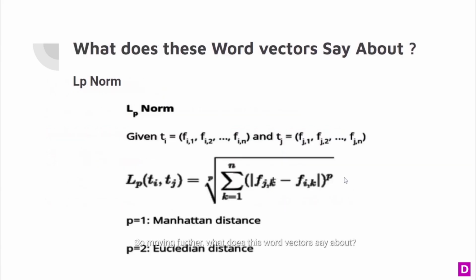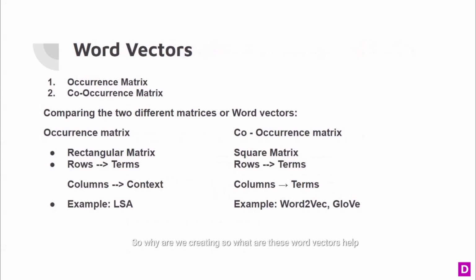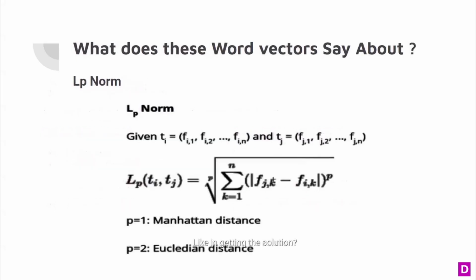So moving further, what do these word vectors say, right? That's the question that will be pinging in our head. Why are we creating these? How do these word vectors help us in getting the solution? Word vectors generally say about the differences or the similarities between any two terms.